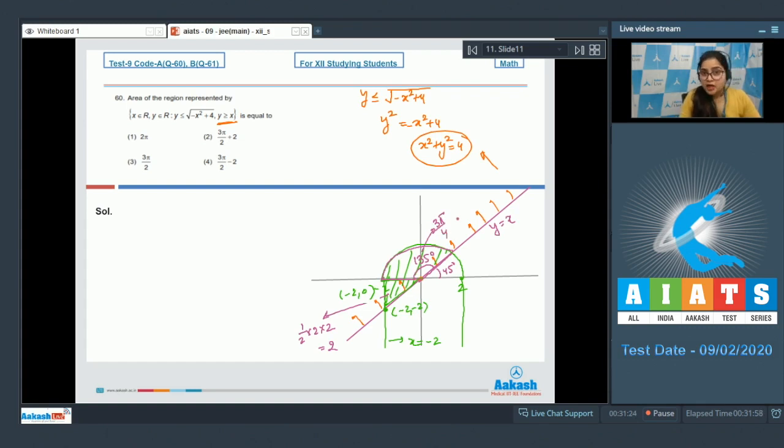Now you know the area of any sector, which is 1 by 2 into r square into theta. R square is 4, and theta is 3 pi by 4. So the area of this sector is 3 pi by 2. Now total area is 3 pi by 2 plus the area of this triangle, that is 2. So the area of the region is 3 pi by 2 plus 2. So option number 2 is your correct choice.